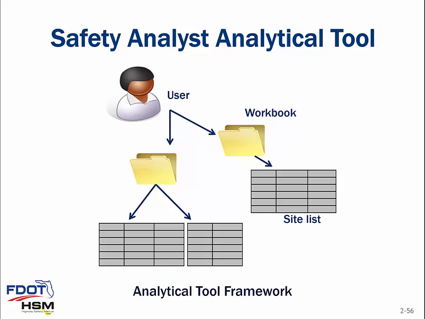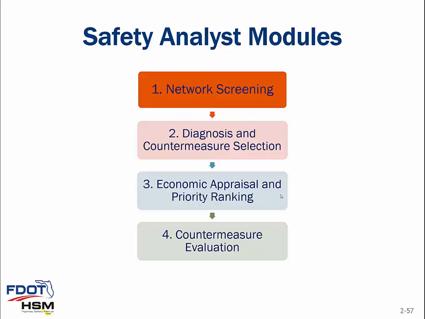A workbook is the second level of the Analytical Tool framework. A workbook is associated with a single inventory profile, a set of data to be processed. From the inventory file, the user can create site lists. A site list is a sub-level of a workbook and contains all or a subset of the sites in the inventory associated with the workbook. As safety analyses are conducted on the site list, those analyses are listed under the site list.